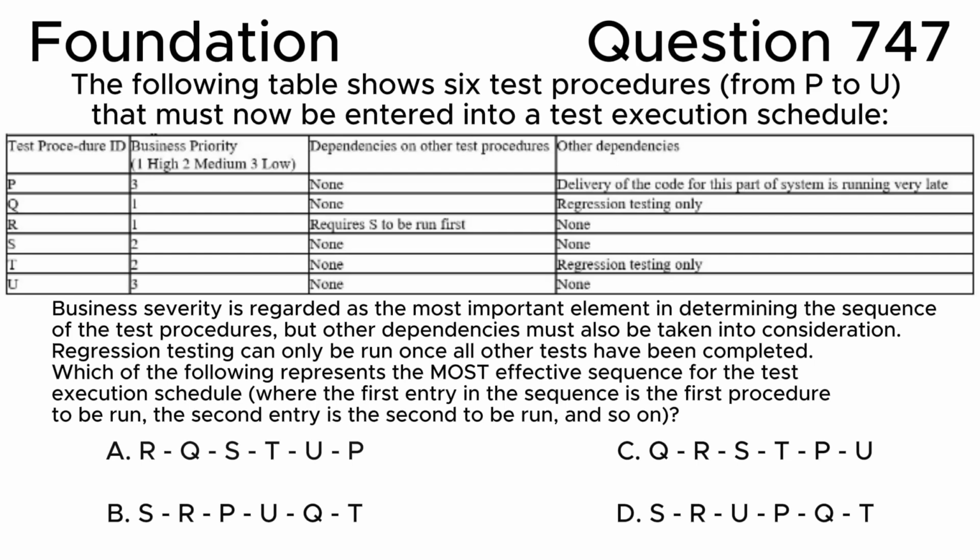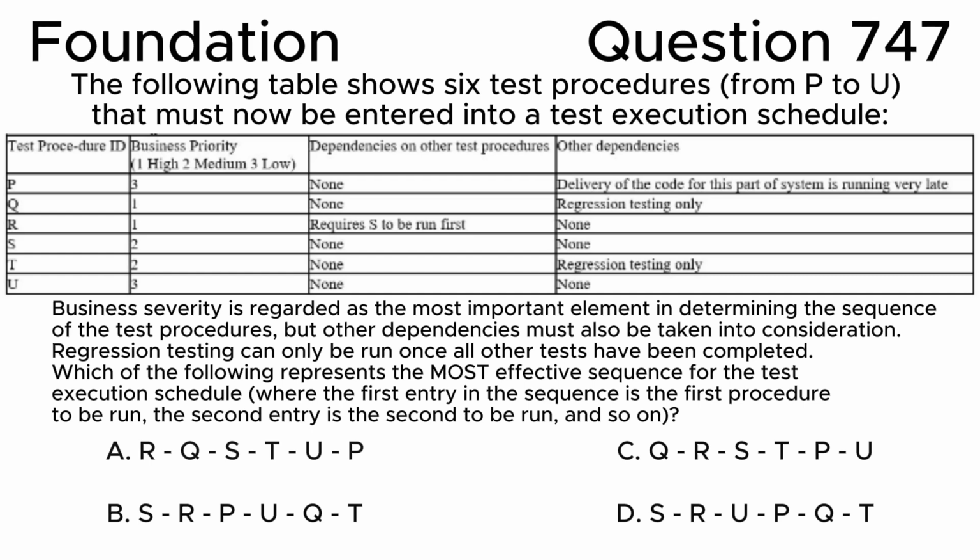ISTQB Foundation Level, question 747. The following table shows 6 test procedures from P to U that must now be entered into a test execution schedule. See figure. Business severity is regarded as the most important element in determining the sequence of the test procedures, but other dependencies must also be taken into consideration. Regression testing can only be run once all other tests have been completed.